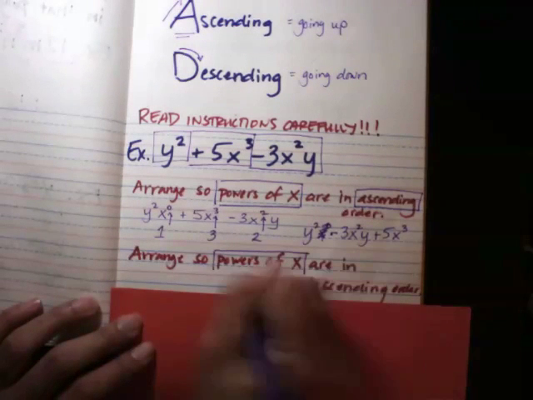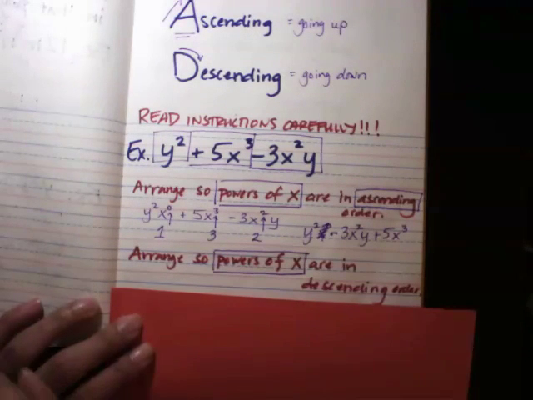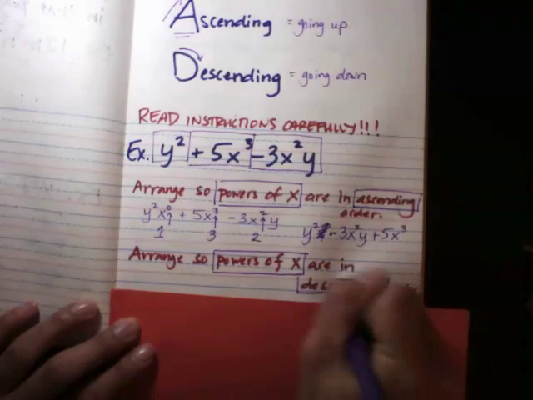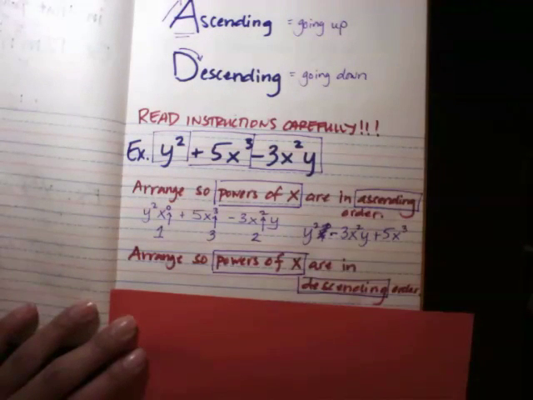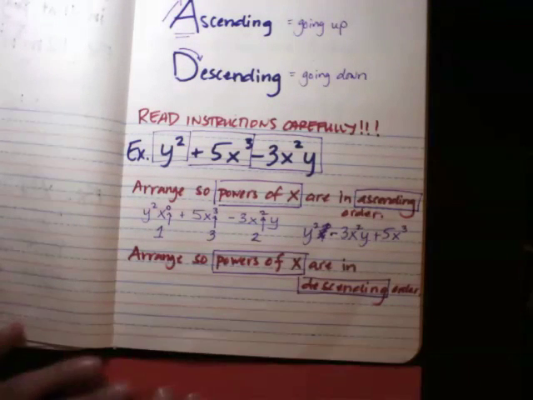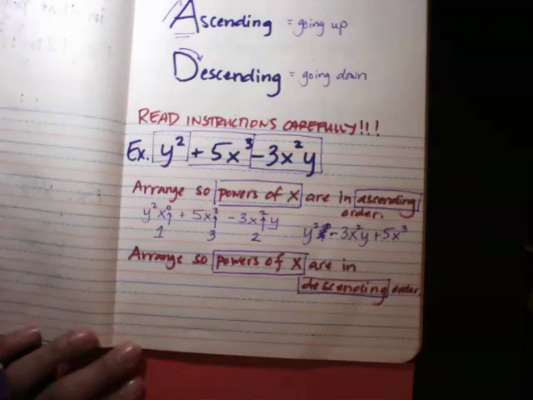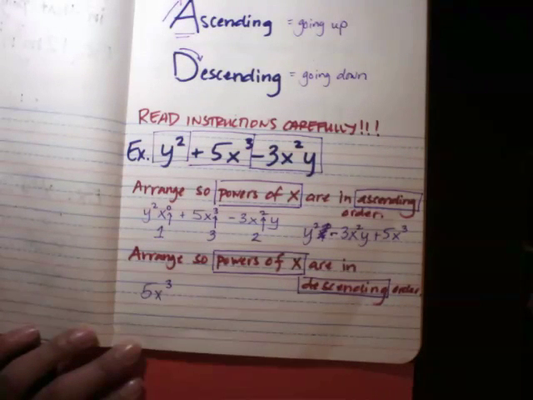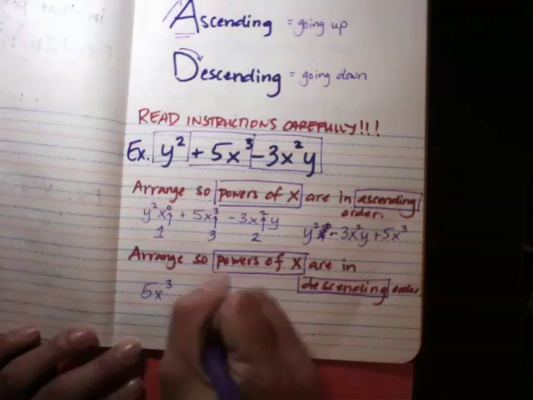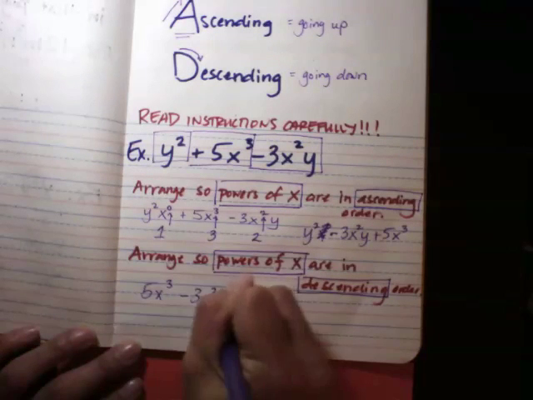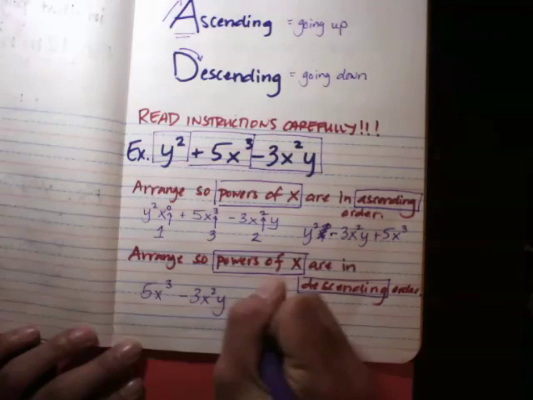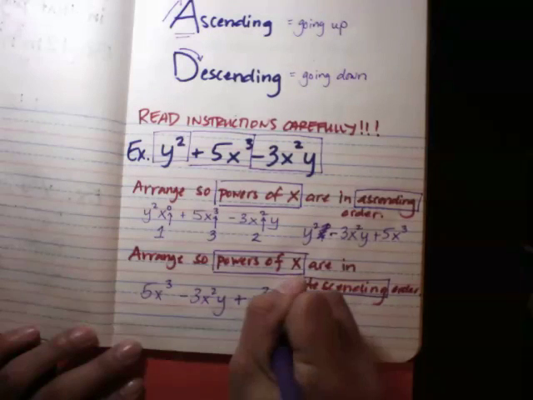Be careful because sometimes they'll ask for a different variable. So powers of x in descending order. You want to make sure that the exponents are descending. Which means here you would start with the highest power. You'd have 5x to the third. The next highest power is x squared, so minus 3x squared y. And the lowest power is x to the 0, which is just 1, so you'd have plus y squared.